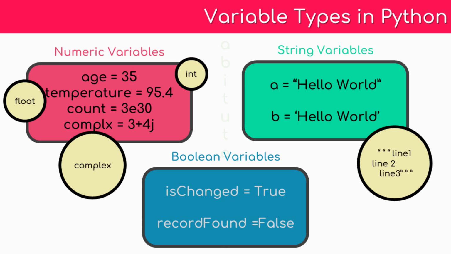Python also lets you create complex numbers with a real and an imaginary unit. In the given example for the complex type, 3 is the real part and 4 is the imaginary part.